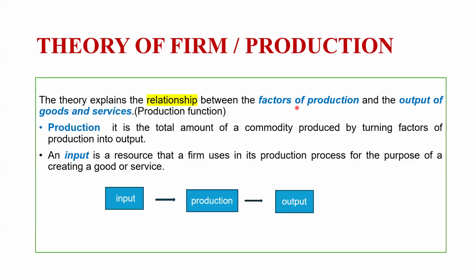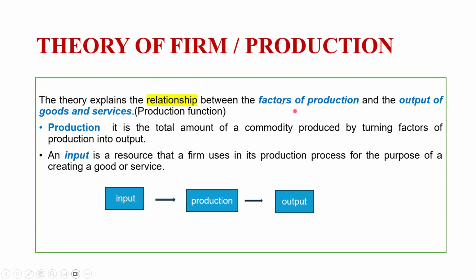Let's get into it. So the theory of a firm or production. It says here the theory explains the relationship between the factors of production and the output of goods and services. In simple terms, it explains the relationship between the inputs and outputs. That's the theory of a firm.